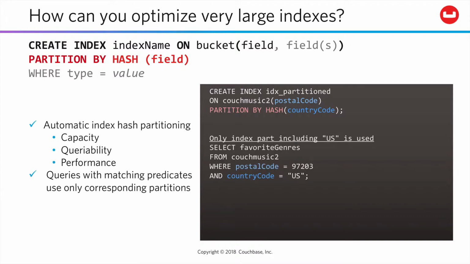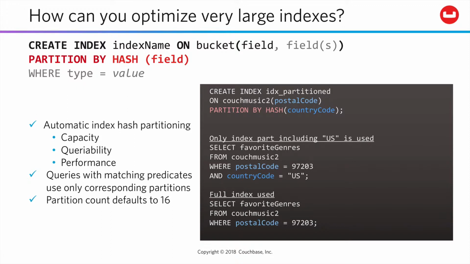If a query includes a predicate matching the partition field for a matching index, then only the relevant index part will be used. If an otherwise matching query matches an index but does not include the partition predicate, then the entire index will be consulted for this query, as you'd otherwise expect. By default, 16 partitions will be created and spread across available index service nodes, or a different number can be manually assigned.